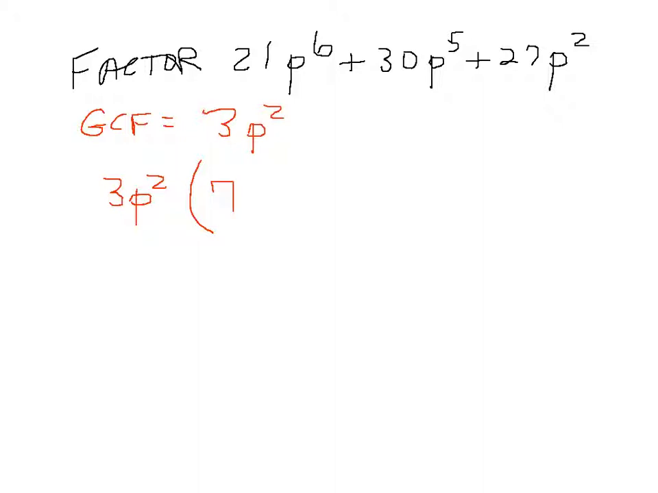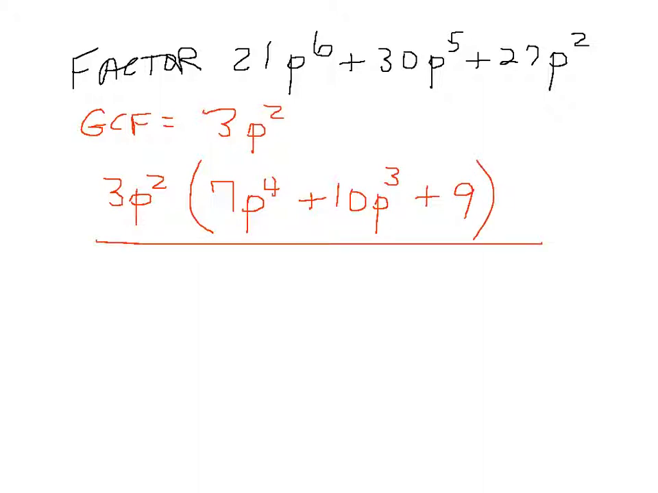And now this is where it gets interesting. What do I multiply p squared by to get p to the 6th? That's going to be p to the 4th. And then I need a 10, and I need 3 p's to get to 5 p's. And then I have a 9, and I already have p squared, so I'm done. And there we go. So factoring is exactly multiplication in reverse.